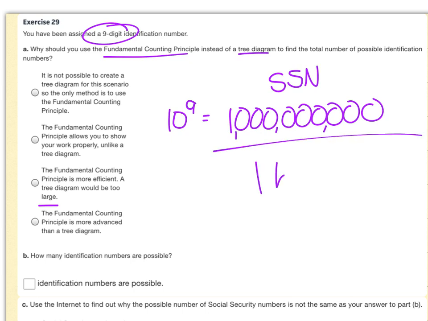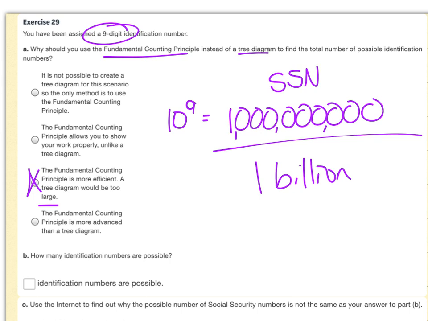You've got 1 billion different combinations for a social security number. So right now in America, we only have 350 million. So we are nowhere near the 1 billion mark. And if we ever got 1 billion people like China does, we'd have to add an extra digit to our social security numbers, which I'm sure they will at some point, hopefully not in my lifetime. So it'd be way too large to make a tree diagram that has 1 billion branches, right?